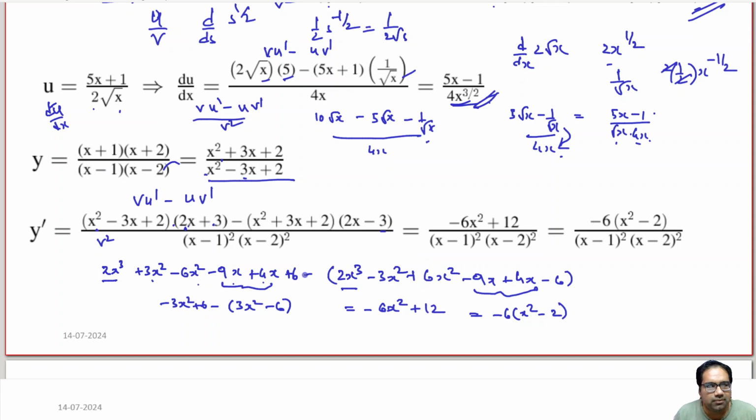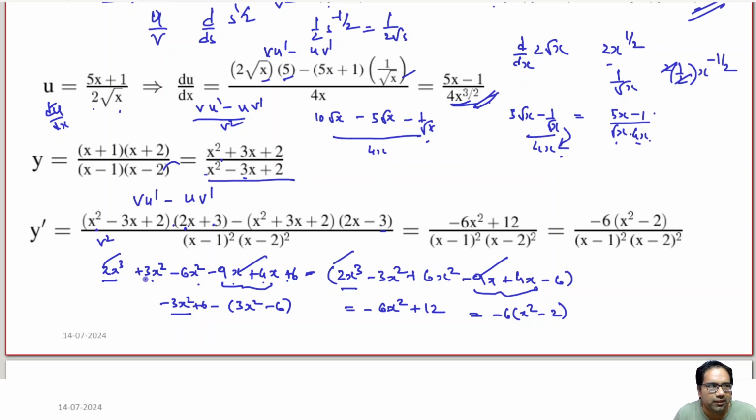This 2x cube and minus of this 2x cube both will get cancelled, and 3x square minus 6x square which is minus 3x square, and minus 9x plus 4x and minus 9x plus 4x both will get cancelled, right? These two also will get cancelled. This and this will get cancelled. These two and these two will get cancelled, and 6 minus of minus 6, which is this is minus 6 minus of minus 6, right?